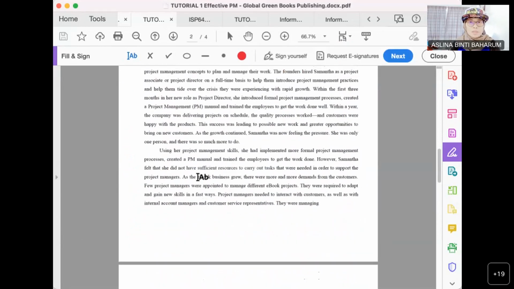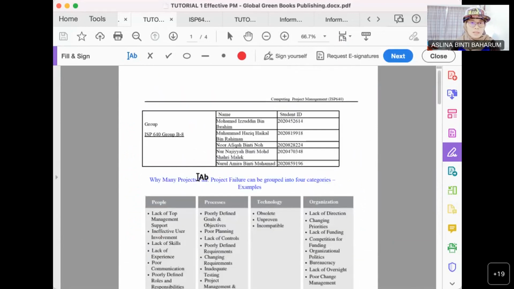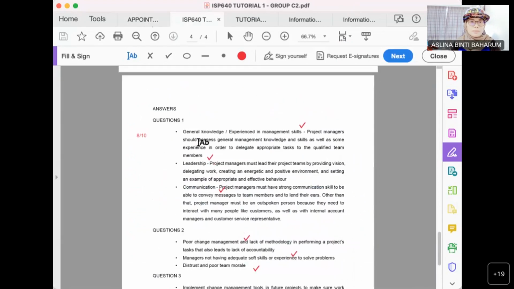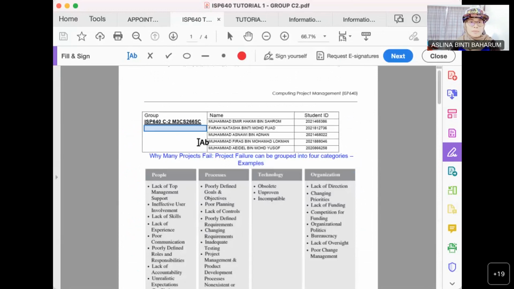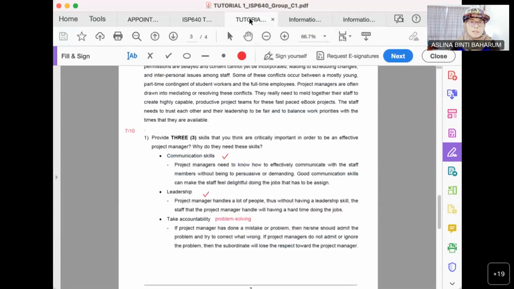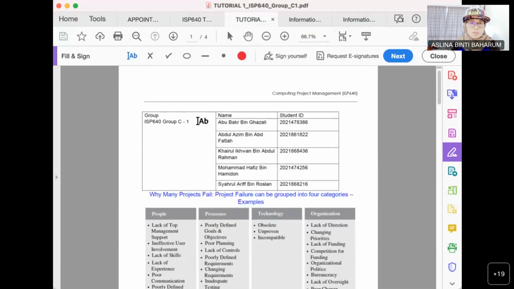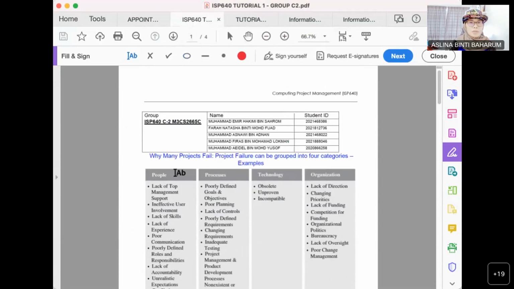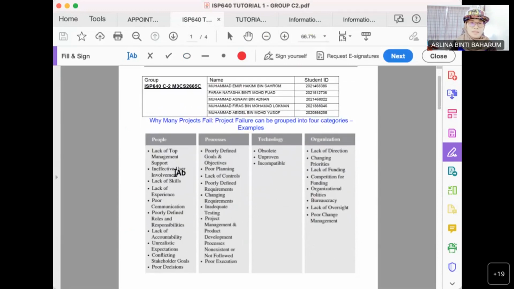I think group C1. Let me check. Oh no, wait, this one is from group B. Let me close first. Right, this one. Emir is in this group, yeah, Emir. And another one is group Abu Bakar. So from group Emir and friends, group C2.